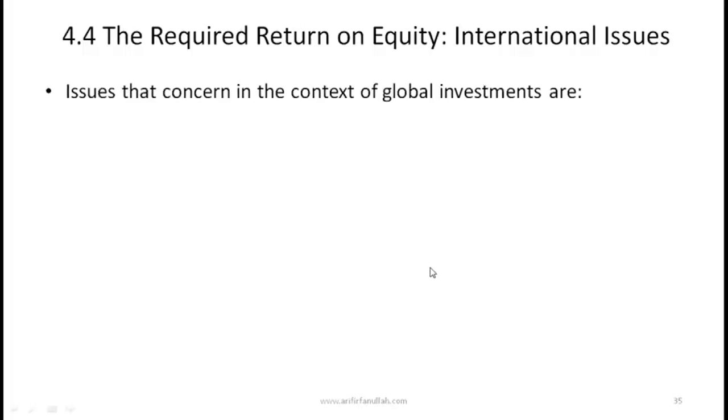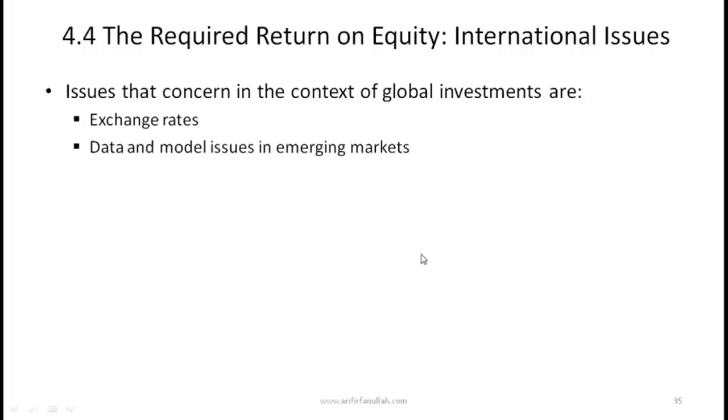Some general points. If you are investing internationally, so you are sitting in America and you are investing in the stock market in Thailand, what sort of premium do you apply? There are different issues. One has to do with exchange rate volatility. The Thai baht might devalue, which will hurt your investment. Then there are data and model issues in emerging markets. What model do you use to figure out the future cash flow of companies in Thailand? All those are issues.